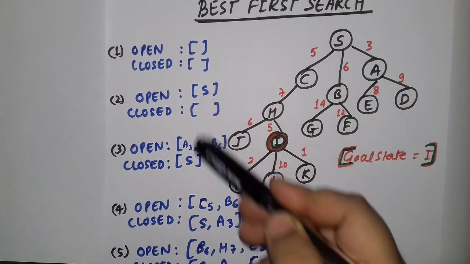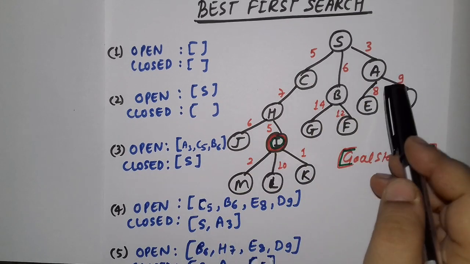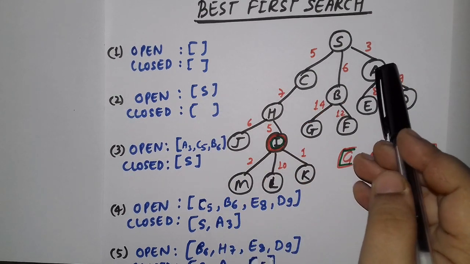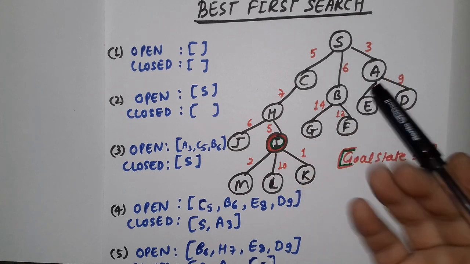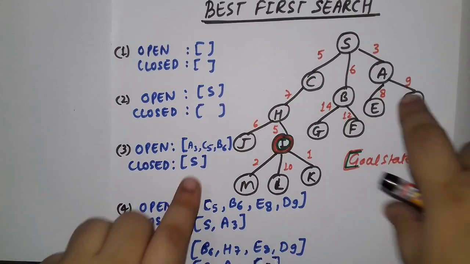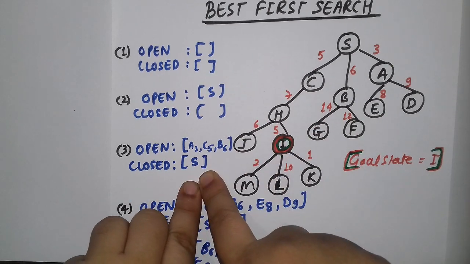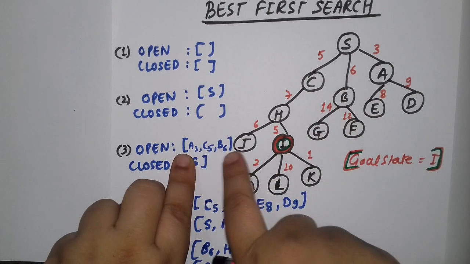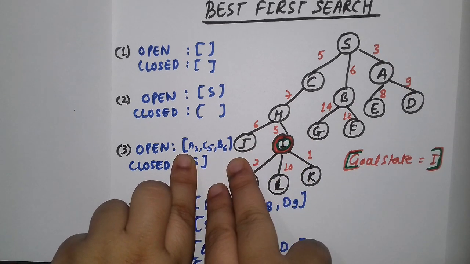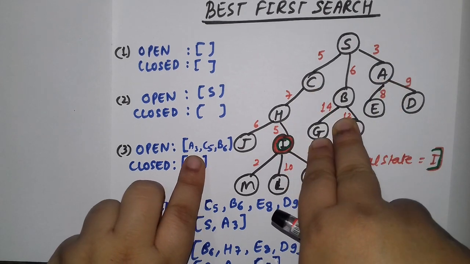So S has now been transferred to the closed list, and the children of S are written here in ascending order. Ascending means from the smaller to the bigger value. So A3, C5 and B6. These are the children of S. S has been transferred to the closed list, and in the open list are the elements which we are going to traverse, which have not been traversed yet: A3, C5 and B6.